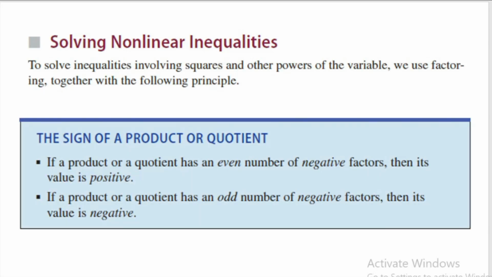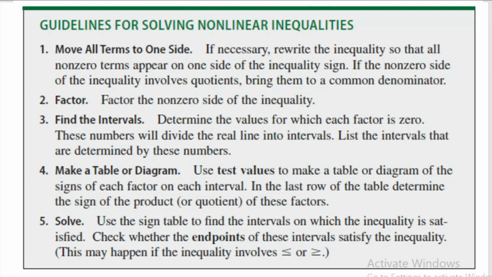So next we have solving nonlinear inequalities. To solve inequalities involving squares and other powers of the variable, we use factoring together with the following principle: the sign of a product or quotient. Number 1, if a product or a quotient has an even number of negative factors, then its value is positive. And the second one, if a product or a quotient has an odd number of negative factors, then its value is negative.